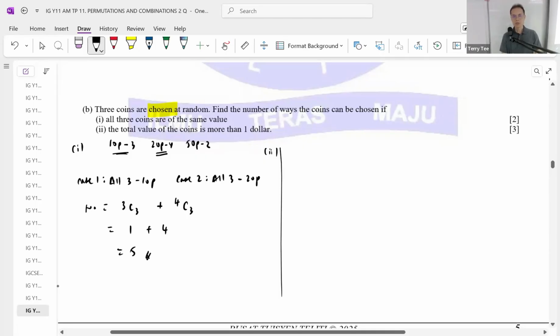Okay, second one, the total value of the coins is more than $1. Okay, so in what situation do you get more than $1? The first thing I want you to think, even if I take 3 20p, can I get $1? Cannot. In order to get more than $1, you need how many 50p? 2 50p. You definitely need 2 50p. 2 50p plus 1 10p, you get $1.10. 2 50p plus 1 20p, you get $1.20. Any other combination? Try all.